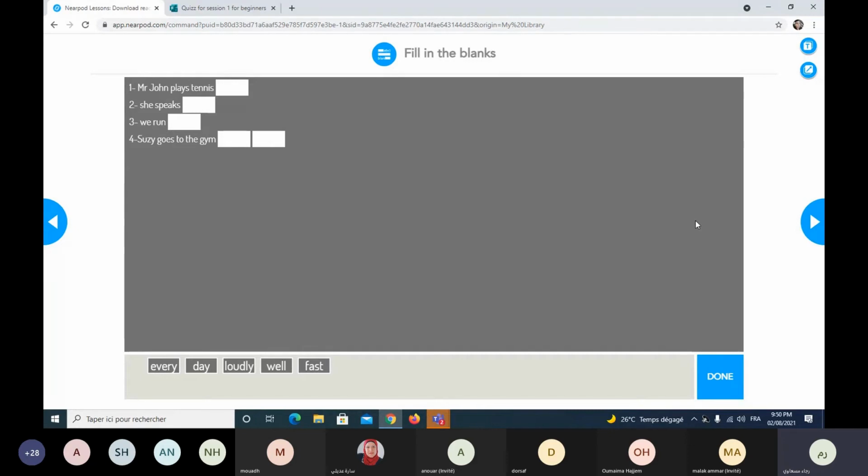Number two, she speaks. How? I need an adverb. Number three, we run. Also, I need an adverb, okay? Number four, Susie goes to the gym. And at the bottom of the page, you will have the options. So here I have a list of adverbs because here I have the verb. Usually after the verb, I need an adverb.